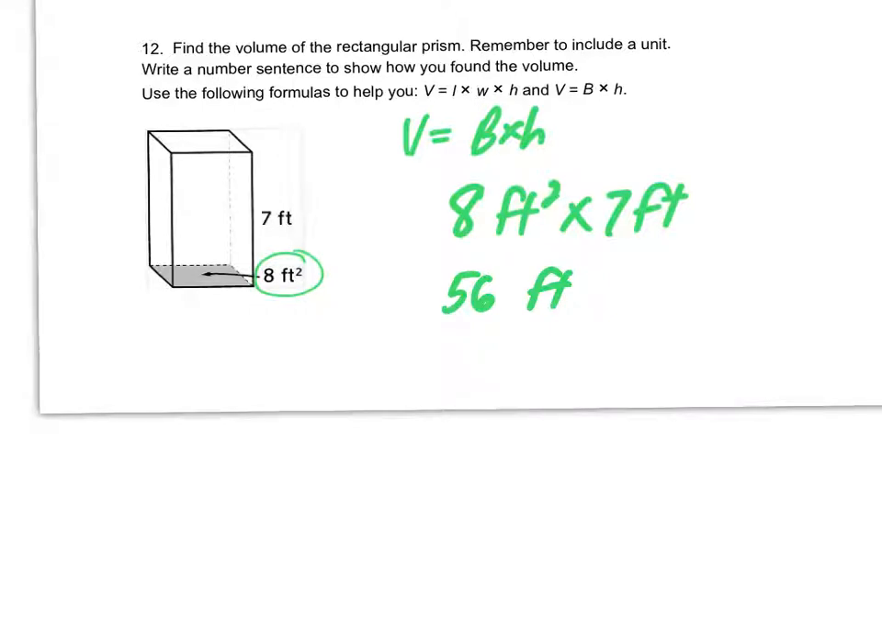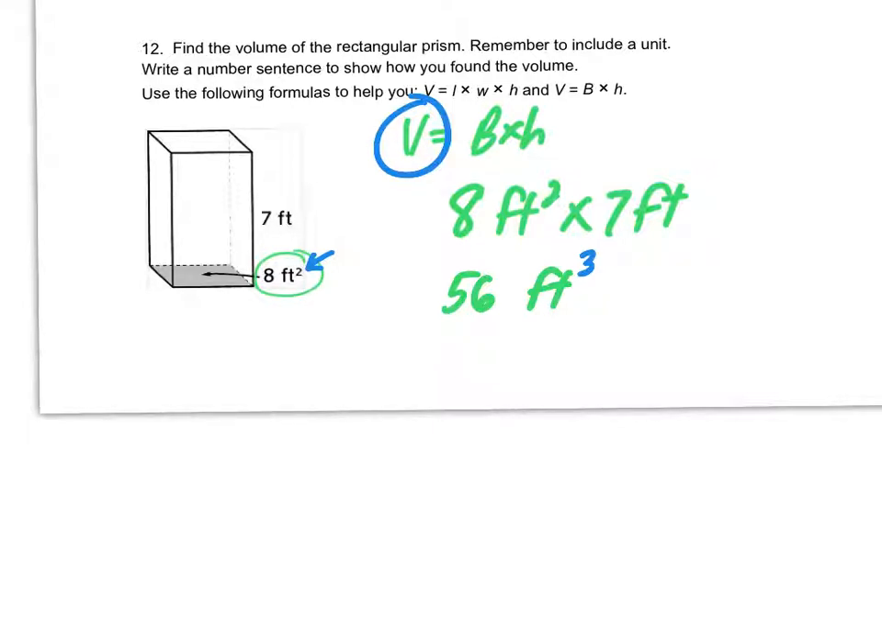Now be careful with the label. A lot of students will want to put squared, but we are finding volume. So when we find volume, every volume answer must be reported with a 3, not a 2. That is a common mistake made. So please remember when we're dealing with volume, our answer must have that 3, because it's a 3D shape.